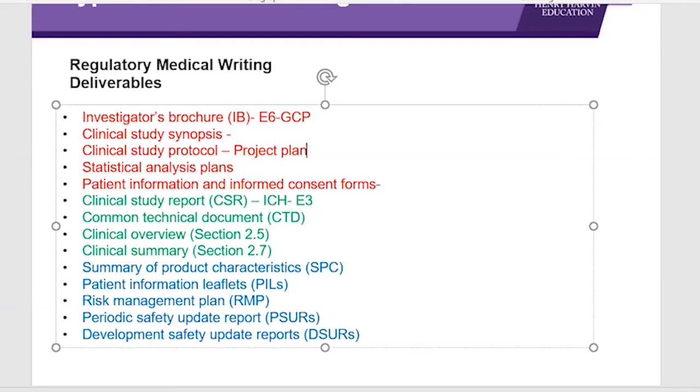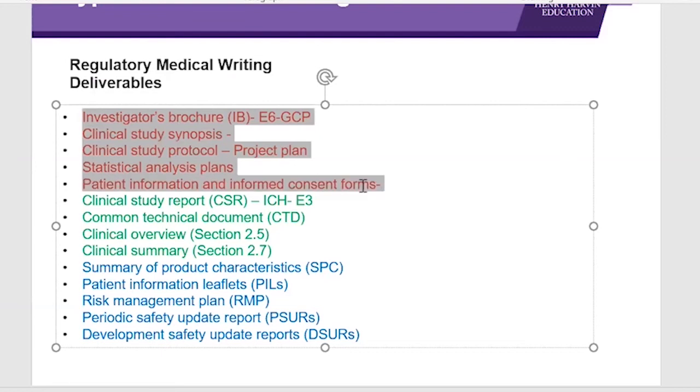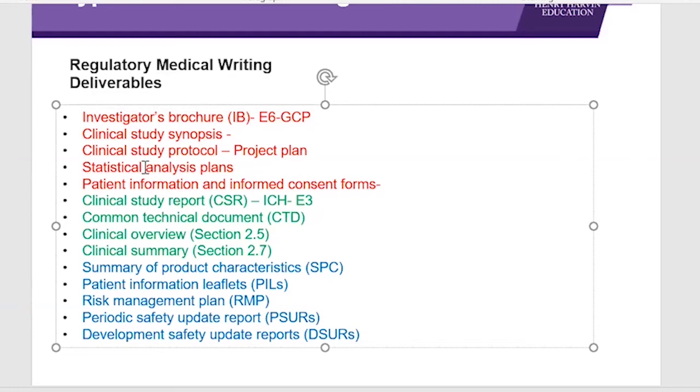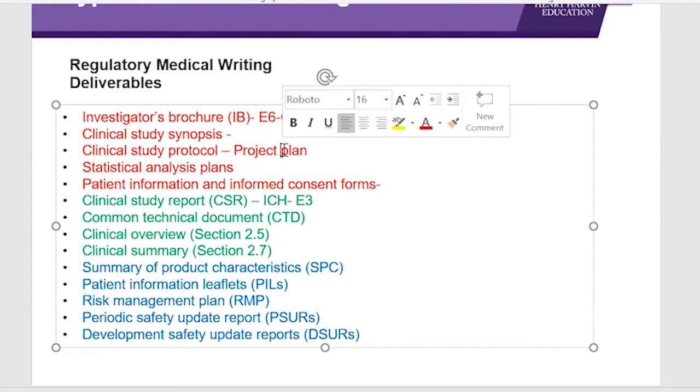Okay. So all these documents are required. The documents which are there in red, you see, are the documents required before the initiation of a clinical trial. So I said clinical study protocol. It's kind of a project plan, where you have study objectives, endpoints, study visits and milestones, everything.